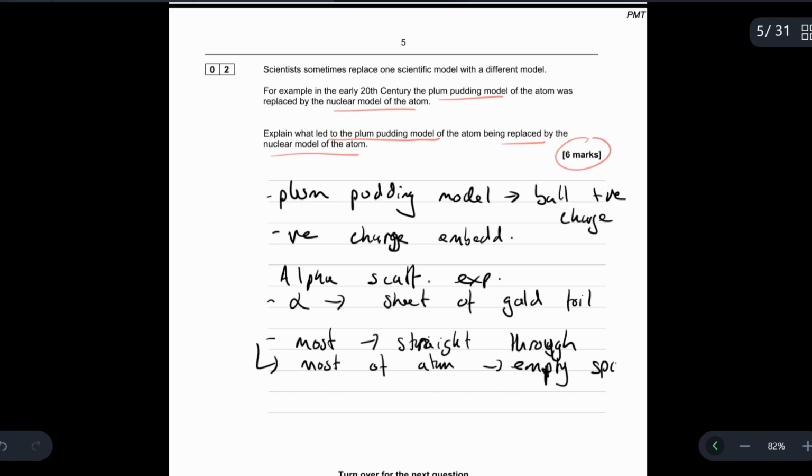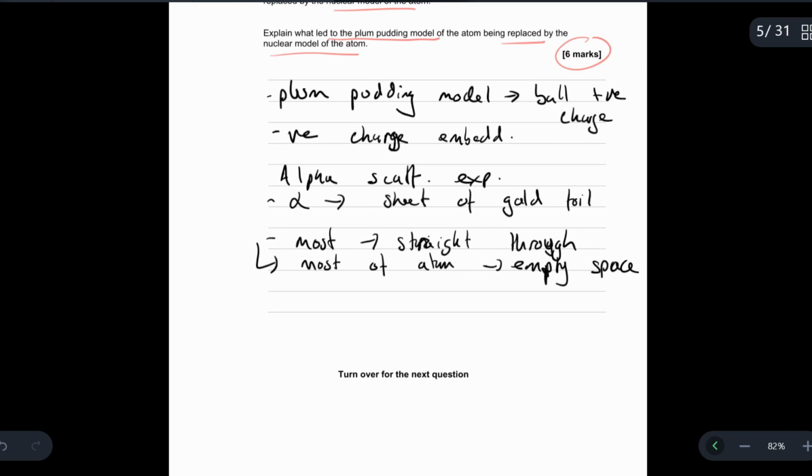Okay, and what was our second observation? Well, in the alpha scattering experiment, there were two observations, and the second one was that some of the alpha particles were deflected at large angles. So some alpha particles deflected at large angles. Okay, so what does that tell us?